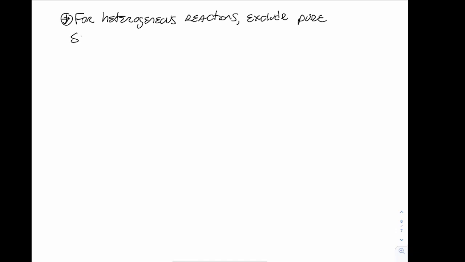For heterogeneous reactions, and these are reactions where I have more than one different type of state of matter, some of my reactants could be gases, some could be solids, liquids, or aqueous solutions. So for heterogeneous reactions, we are actually going to exclude pure solids and liquids from the expression.